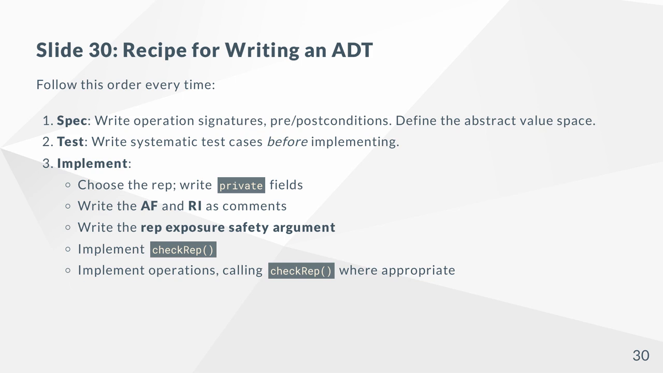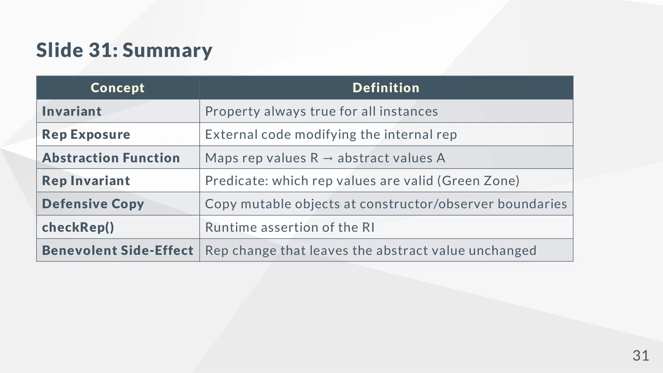Here is the recipe for writing an ADT, in order. First, write the spec: operation signatures, pre and postconditions, and the abstract value space. Second, write tests systematically before implementing. Third, implement. Choose the rep and write private fields. Write the AF and RI as comments. Write the rep exposure safety argument. Implement checkRep. Implement the operations, calling checkRep where appropriate. Following this order prevents a common mistake: implementing first and only discovering the AF and RI are wrong when something breaks.